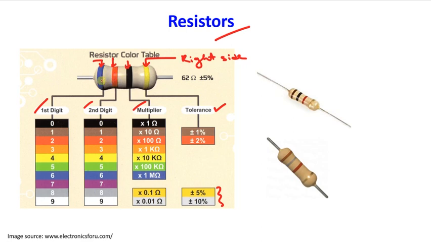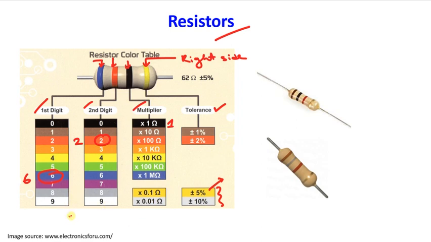For example, in this case the first color band is blue. Blue corresponds to a value of 6, so let us write 6 here. Then the second digit is red, and red corresponds to 2. Then this is black, the multiplier, which corresponds to 1. And the tolerance is the golden color, which corresponds to 5.